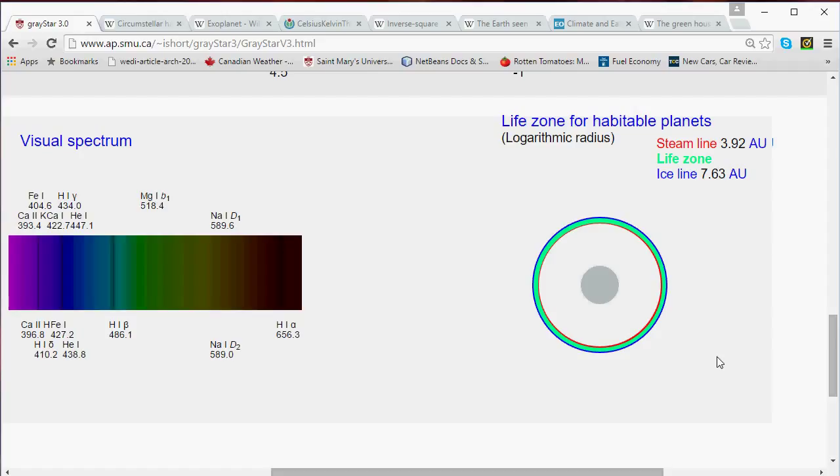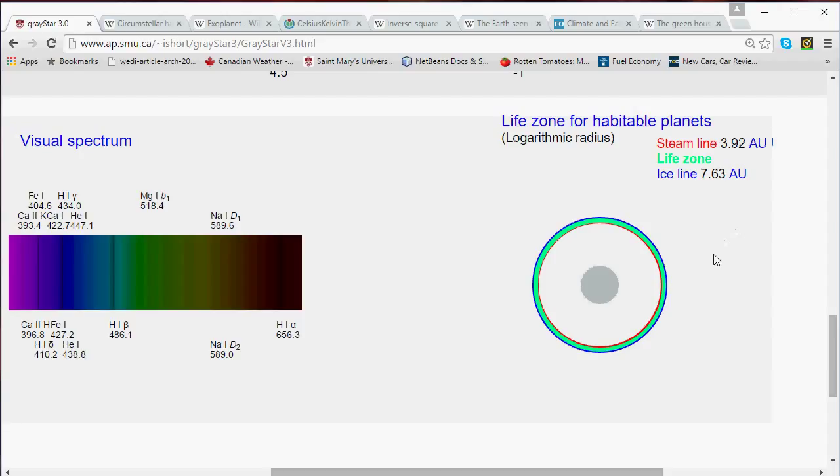Now, it's a little bit hard to tell that just by eyeballing the diagram compared to what we had before. The real way to tell is to look at these printed results for the two lines that border the circumstellar habitable zone, the steam line and the ice line. And you can see that those values are now significantly larger than they were before. The circumstellar habitable zone has now moved out so that it's spanning the range of distances from about 4 to about 7.5 astronomical units.